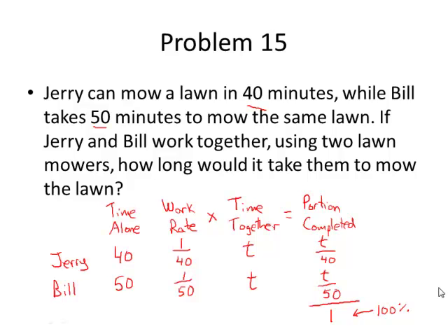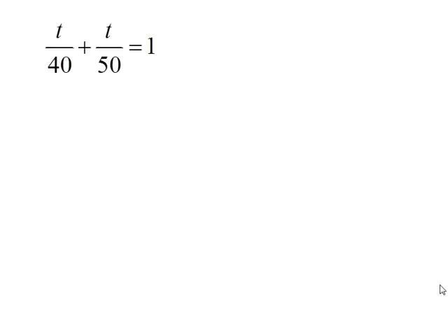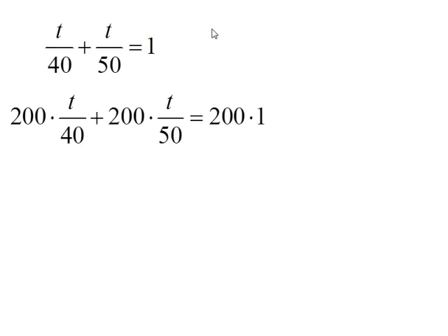So let's move on to the equation. We'll solve it together. There's the equation again. The common denominator for 40 and 50 is 200. That's the lowest common denominator. Now, you could use a bigger one, but keep in mind there's going to be more reducing at the end if you do that. 200 divided by 40 is 5.